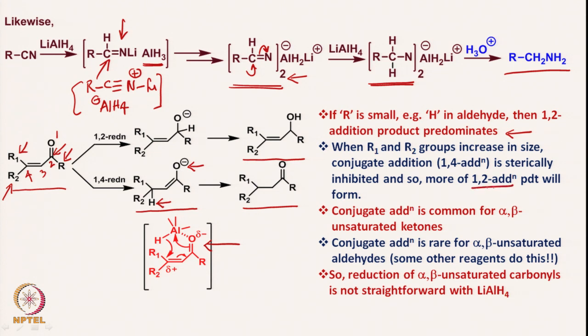So, for 1-2 reduction to take place, it is an alpha beta unsaturated aldehyde, or substituents having large groups at R1 and R2, that lead to 1-2 reduction. On the other hand, conjugate addition is more common to alpha beta unsaturated ketones, not the aldehydes. And conjugate addition is rare for alpha beta unsaturated aldehydes, because mainly the reduction occurs at the carbonyl carbon of the aldehyde directly. So, reduction of alpha beta unsaturated carbonyls is not really a straightforward path using lithium aluminum hydride, because it depends on various factors, whether it is an aldehyde or a ketone, or the substituents, etc.